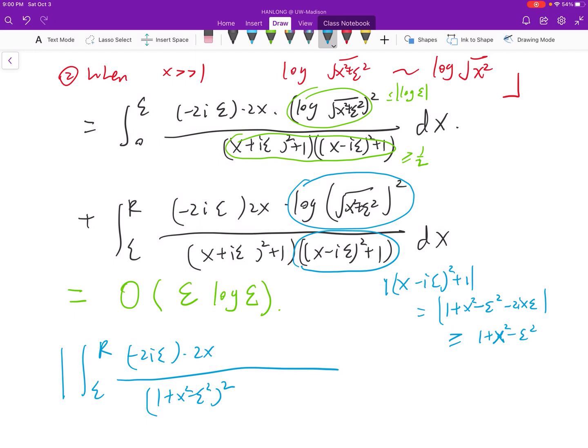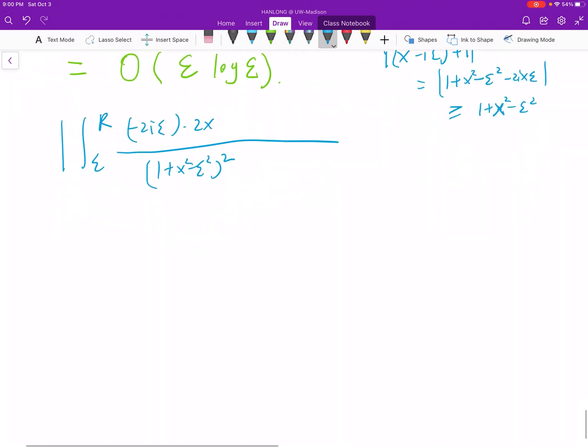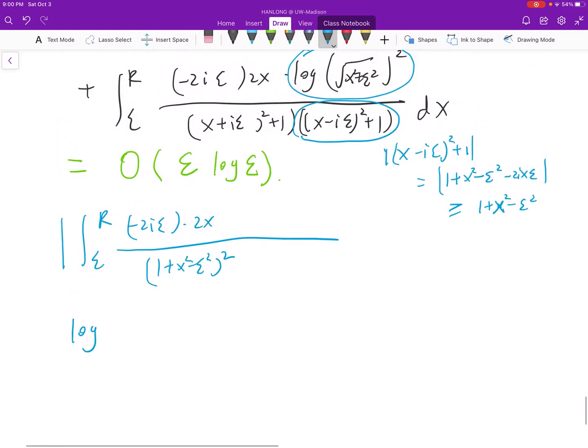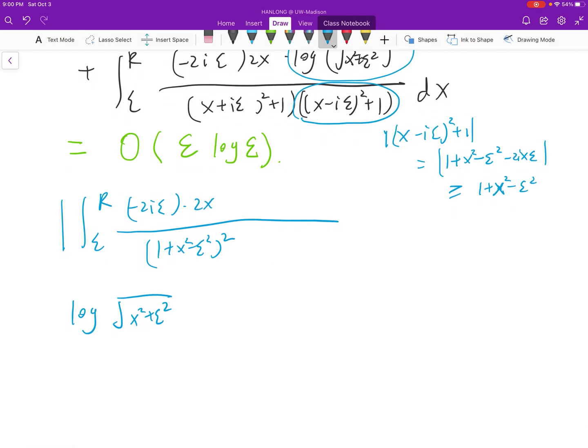for the log part, let's do it step by step. So now we consider log square root of x squared plus epsilon squared. When x is large enough, then this will be bounded by log of x squared plus x squared. Here, for example, when x is greater than 1.